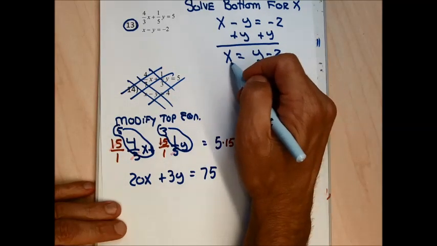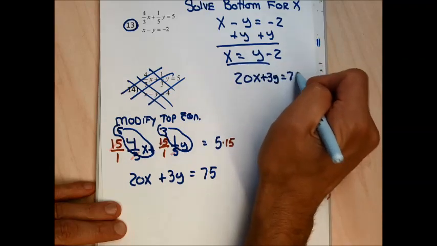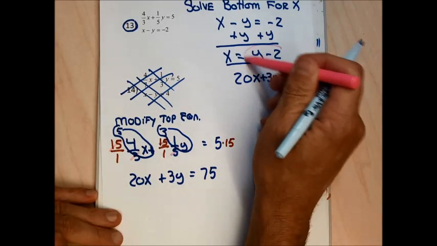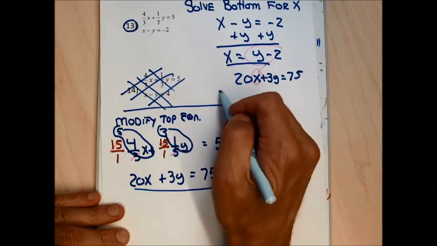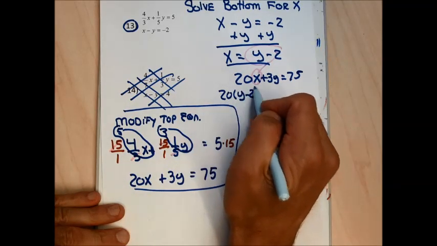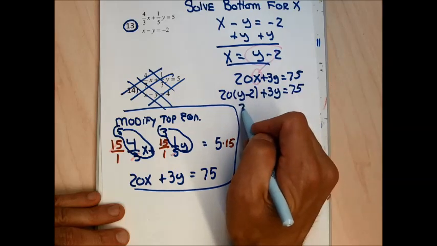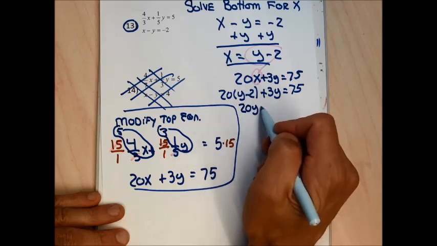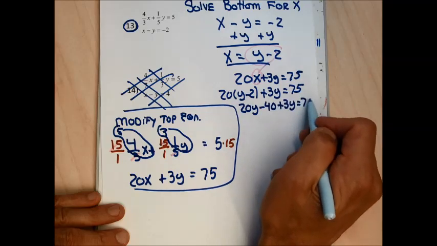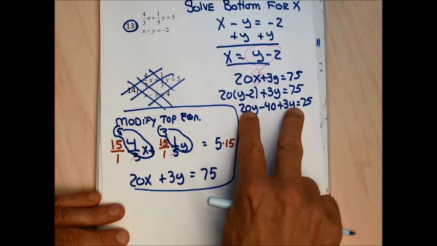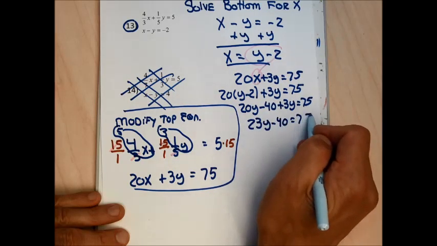So I'm going to take this equation and substitute it into the better version of the bottom equation. So real specifically, I'm going to change that x to y minus 2 and go 20 times y minus 2 plus 3y equals 75. Clear the parentheses, get 20 times y, which is 20y. 20 times minus 2 gives me a minus 40 plus 3y equals 75. Add the 20y plus 3y and get 23y minus 40 equals 75.